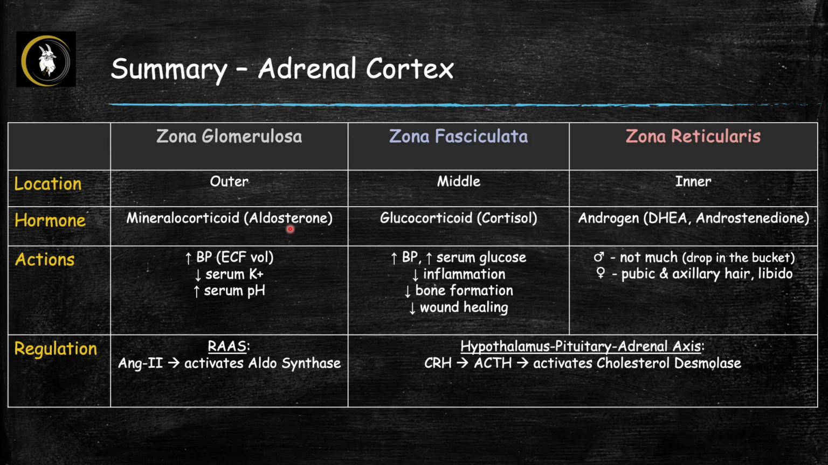Next is the zona fasciculata. This is the zone that's in the middle, and the main hormone that's produced here are glucocorticoids, specifically cortisol, and it has a lot of different effects. One of the important ones is increasing serum glucose, which is why this is known as glucocorticoid. And then next we have the zona reticularis, which is the innermost zone, so it's closest to the adrenal medulla. It's responsible for making androgens, specifically DHEA and androstenedione, which doesn't have much effect in males because they already make testosterone, but in females it's responsible for the puberty changes of pubic axillary hair and libido.